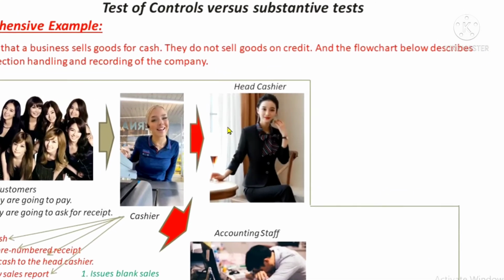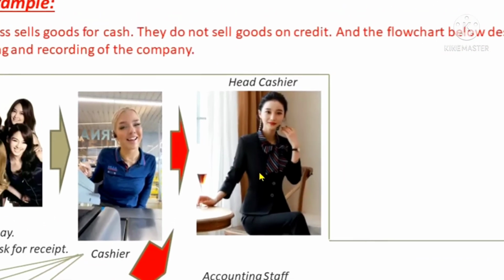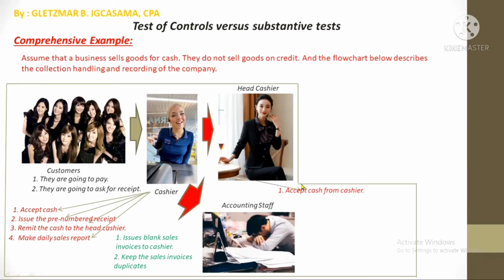So let's assume that this is her, guys. So she accepts the cash from the cashiers, and she is also assigned to deposit the cash daily, as well as the one who will make the total collections report. It can be weekly, monthly, or yearly collection reports. So that's the collection setup.